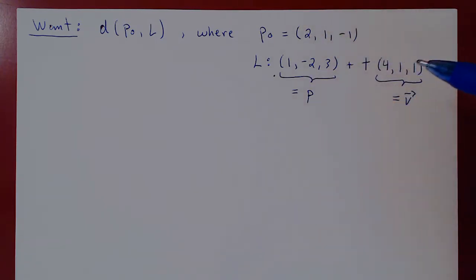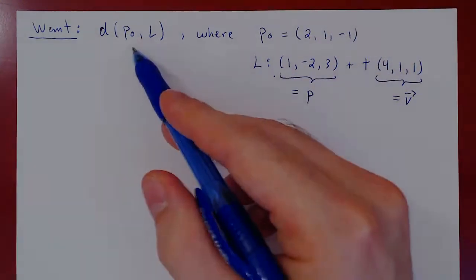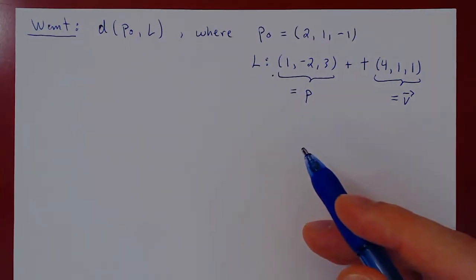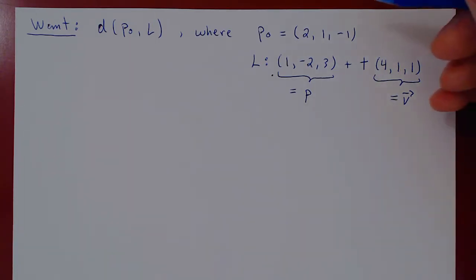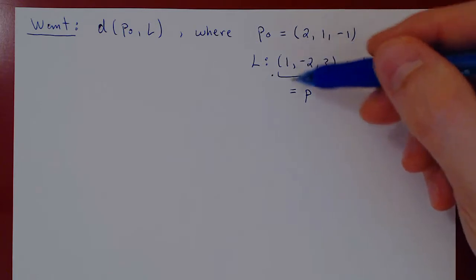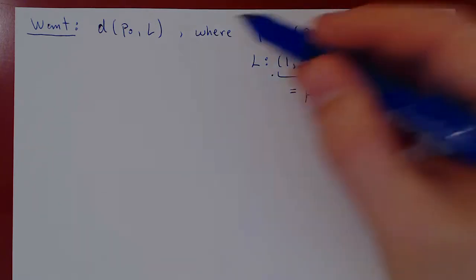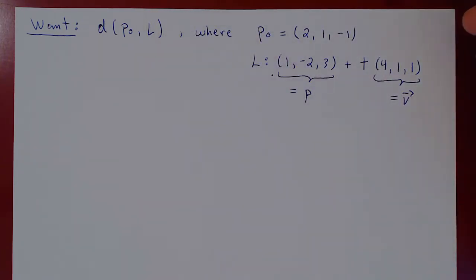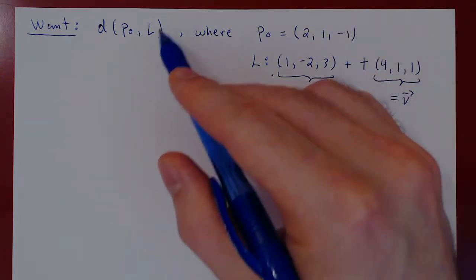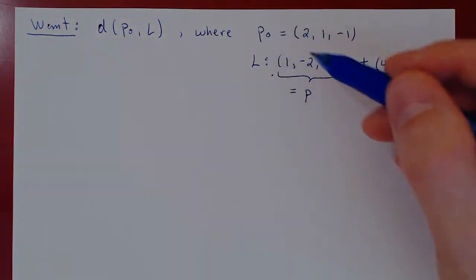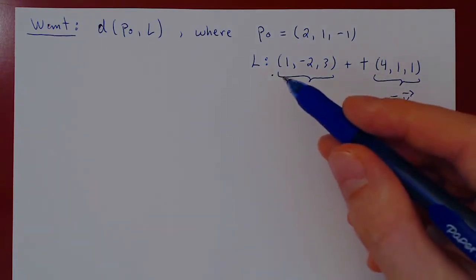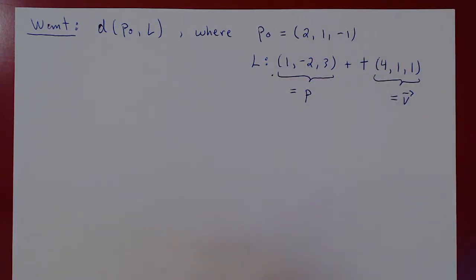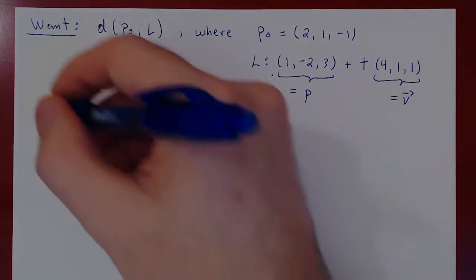We have the point P naught, and we want the distance between P naught and the line L. As always, whenever you have a distance problem, you have to make sure that the problem is not trivial. What do I mean by trivial? Well, what if the point P naught was a point on the line? Then the distance would be 0 and we would be done. So let's check that P naught is not a point on this line. And this will be very easy to see if we rewrite the line in its parametric equations form. So let's do this.